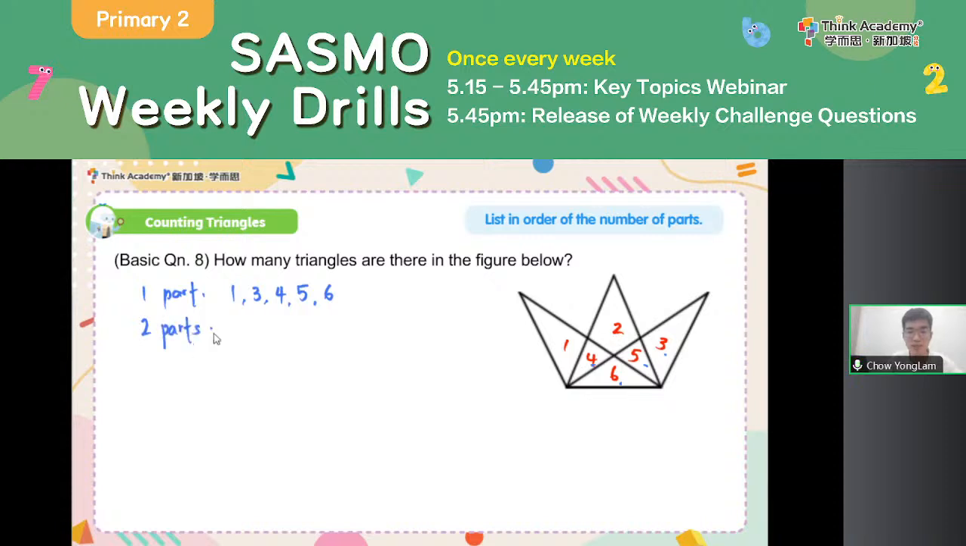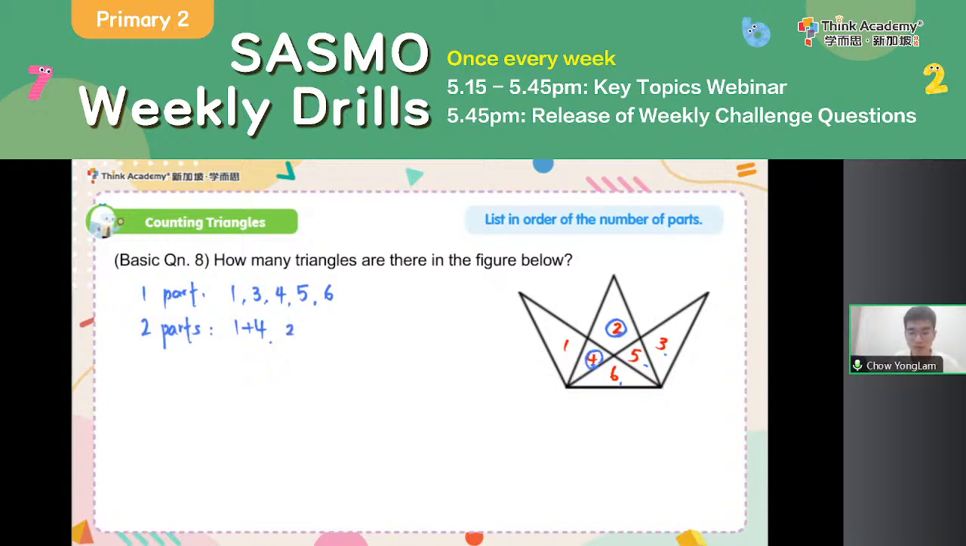Now for 2-part triangles, again, we need to look from small to big, right? Let's consider the labeling from small to big. Can triangle 1 combine with anyone to form a triangle? Right, 1 and 4. 1 plus 4, they form a triangle. Now, there's no more. Let's look at 2. 2 and which part can form a triangle? 2 and 4.